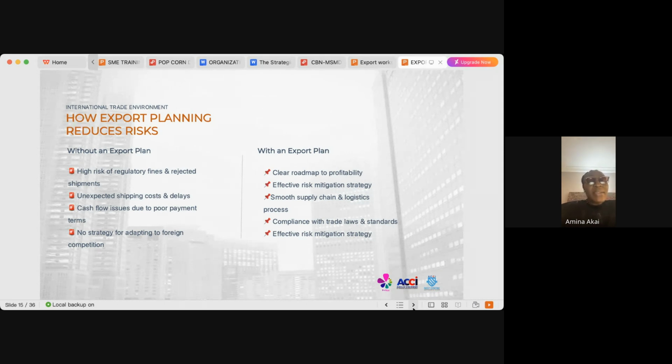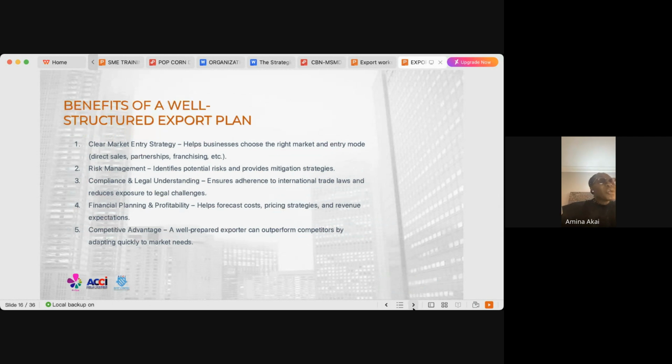But with a good export plan, you have a clear roadmap to profitability, you have an effective risk mitigation strategy, a smooth supply chain logistics process, and compliance with trade laws and standards. Benefits of a well-structured plan: it gives you a clear roadmap to your market, so you have a clear market entry strategy. It helps you with risk management. It identifies the potential risks and provides mitigation strategies.